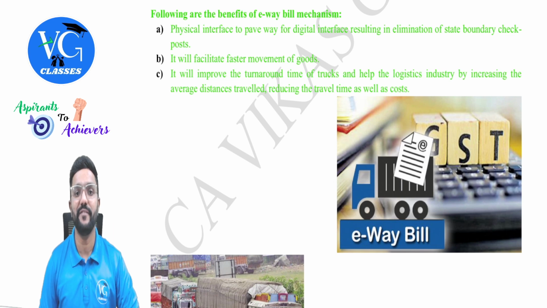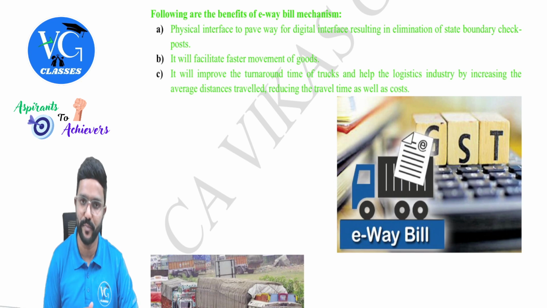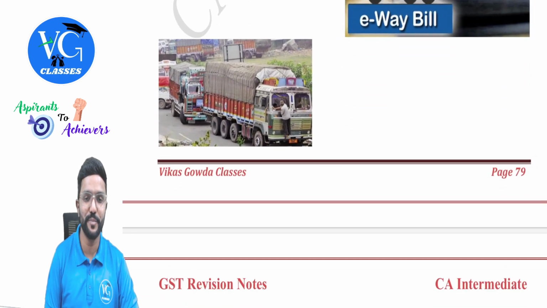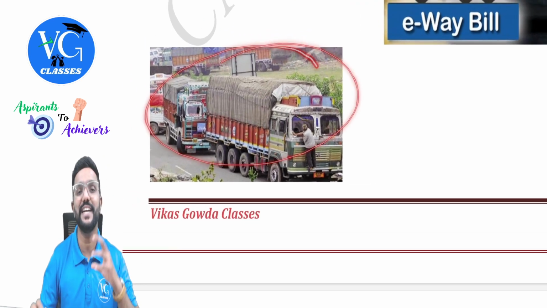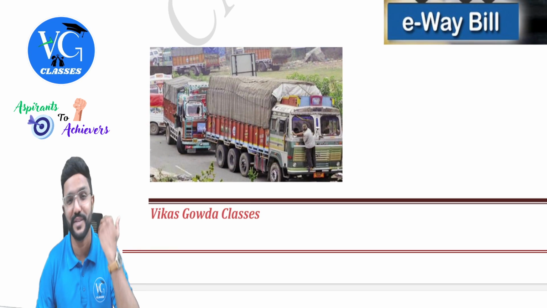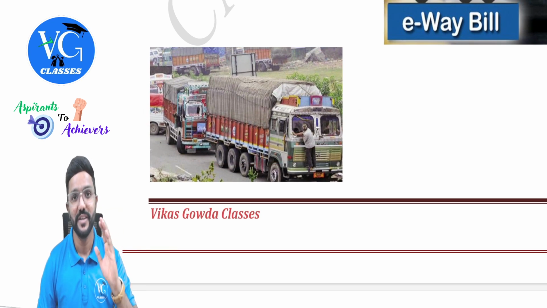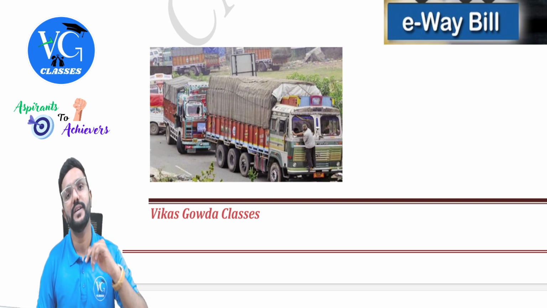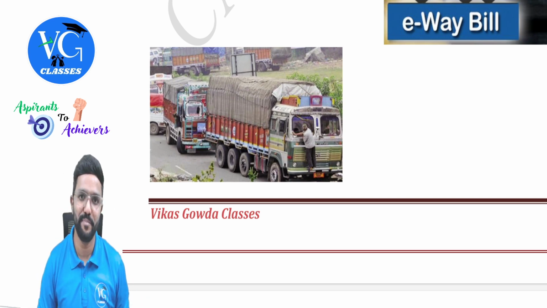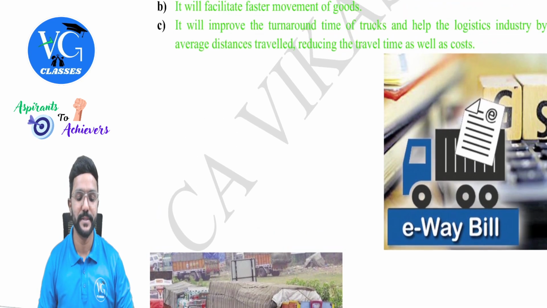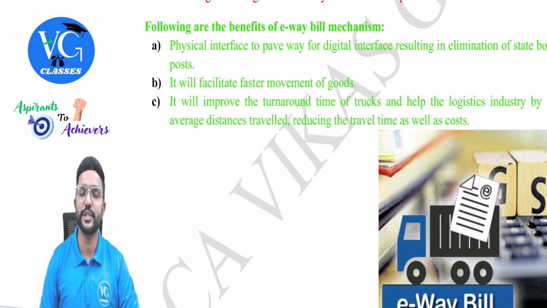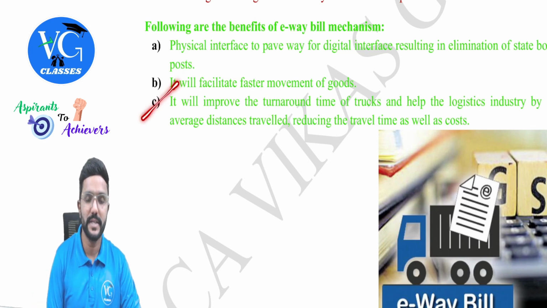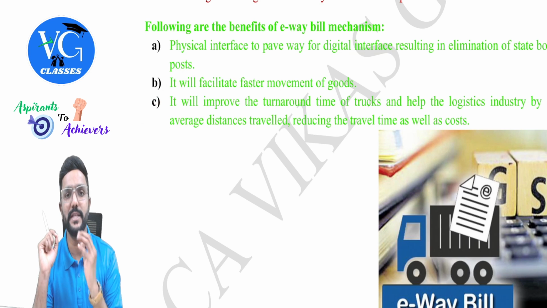Physical interface gives way to digital interface, resulting in elimination of state boundary check posts. Previously, at all the check posts, the goods vehicles used to stand for hours together or sometimes even days together just to pass through the check post and reach the delivery place. It will facilitate faster movement of goods now because it is completely technology based.